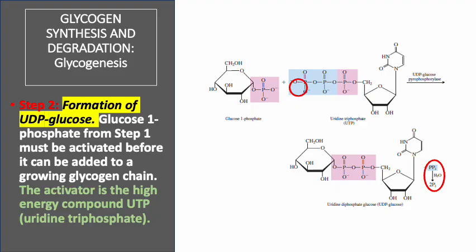Now, the second step of glycogenesis involves the formation of UDP glucose. UDP, or uridine diphosphate, is involved here. Where does the phosphate come from? It comes from uridine triphosphate. Uridine triphosphate, or UTP, must activate your glucose 1 phosphate coming from step 1 before it can be added to a growing glycogen chain. So UMP, or uridine monophosphate, is transferred to glucose 1 phosphate, and the resulting pyrophosphate is hydrolyzed into two phosphate ions. So the activator here is the high energy compound UTP. Once activated, it will go to step 3.